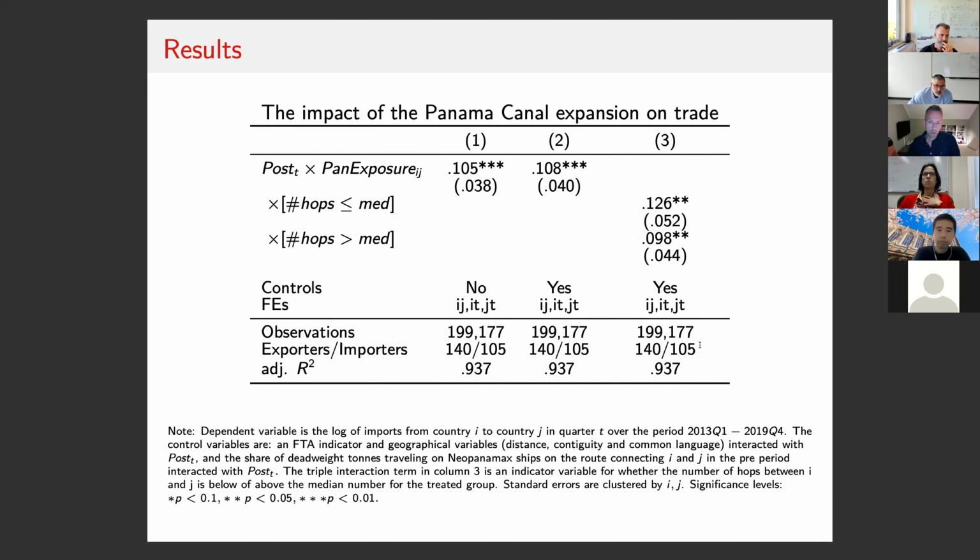In the third column, we also try to interact this variable with the number of hops on a given route. I guess our hypothesis here was that if you have few hops, then the Panama would matter more, because the distance would not be that big if the number of hops is small. And there's some evidence of that as well, even though the standard errors here are kind of overlapping.